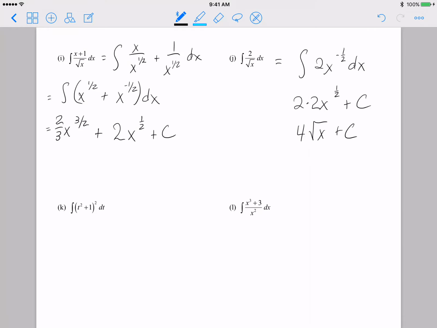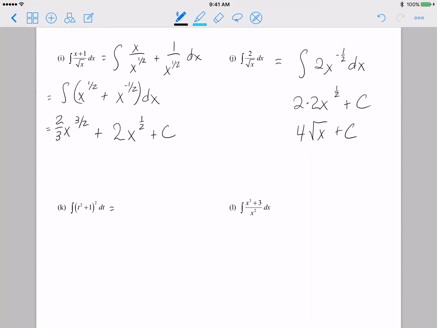Okay, it would have been okay to leave it to the 1/2 power, but again, I want you to see the different ways that the answer can be written, because you never know what the answer choices might look like. Okay, in K, we have the integral of t squared plus 1, but then all squared, dt.